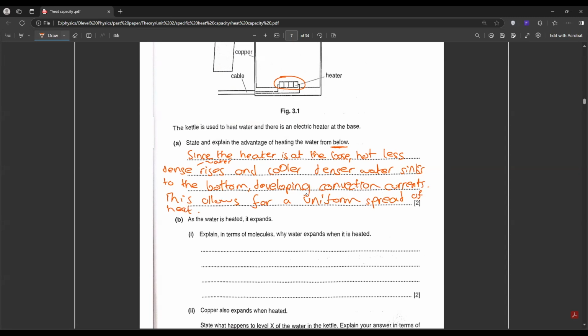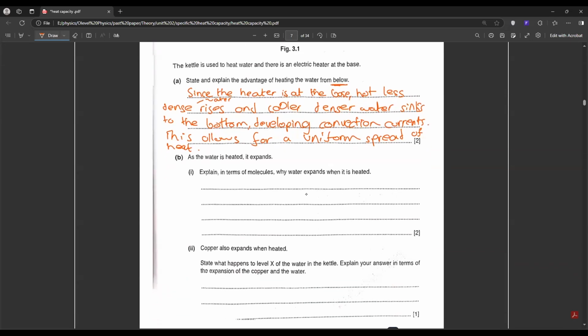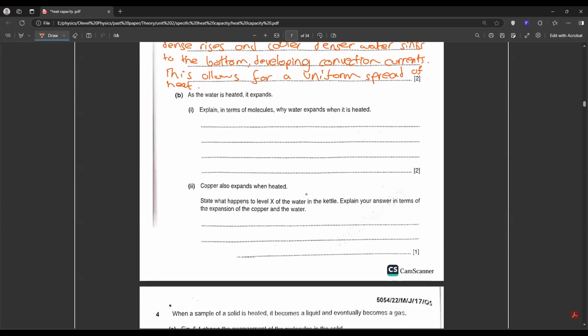As the water is heated, it expands. Explain in terms of molecules why water expands when it is heated. Very easy. Why does the water expand when heated? The heat provided is used to break what? Intermolecular forces of attraction.